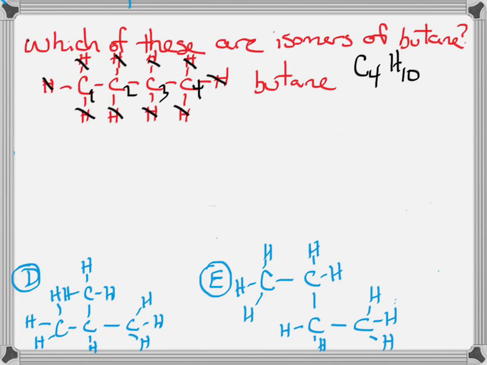What about D? So for D, let's go ahead and get the molecular formula. So 1, 2, 3, 4 carbons. So it's got C4. And then for hydrogens, 1, 2, 3, 4, 5, 6, 7, 8, 9, I get 10. And so there's a chance that this is an isomer. So let's go ahead and name this one.